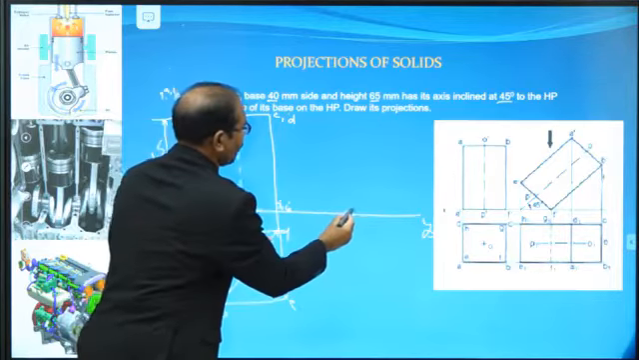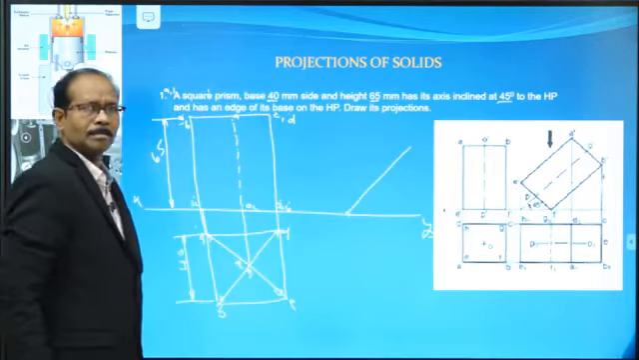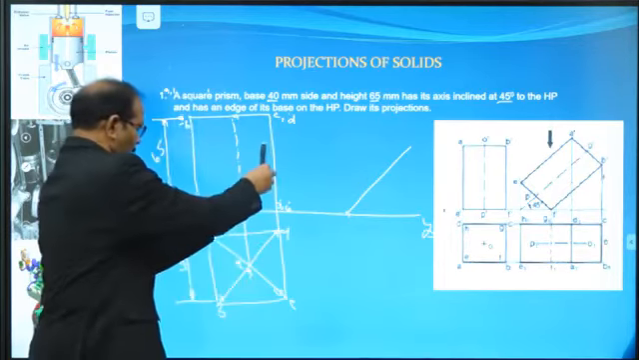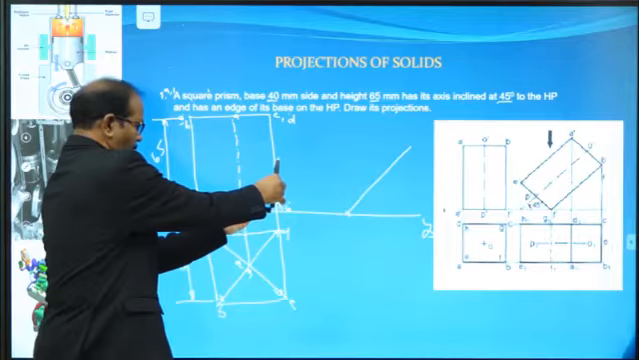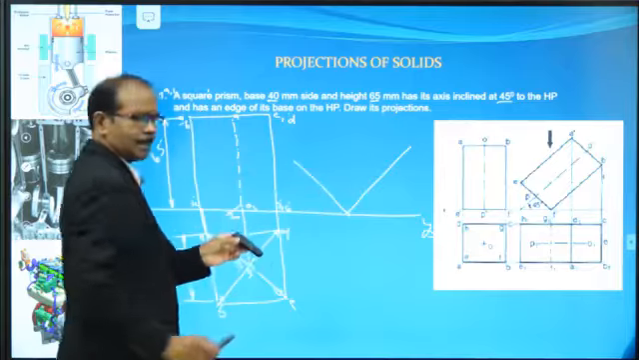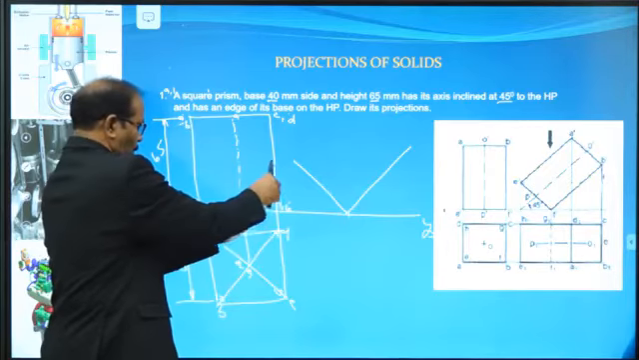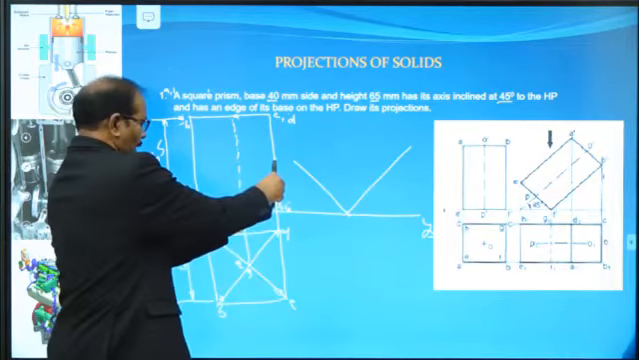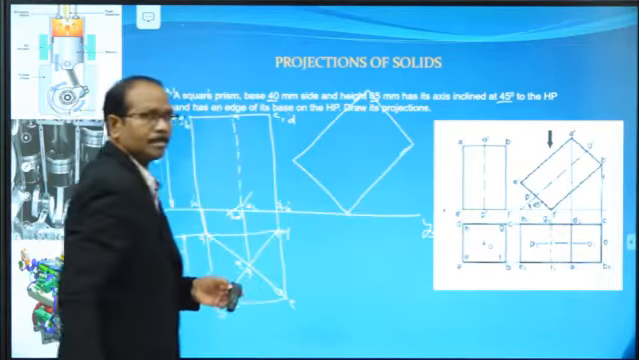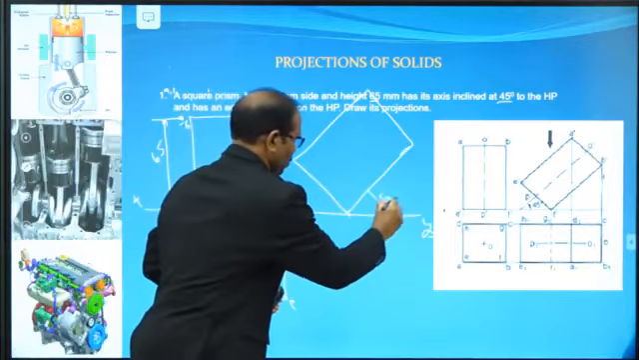Just draw this line at an angle of 45 degrees. While tilting at 45 degrees, these two are the lines. While tilting, what happened? This line is tilted like this. Observe these two lines: both are at 90 degrees. While tilting, this entire object tilted like this. This entire rectangle is tilted at an angle of 45 degrees.